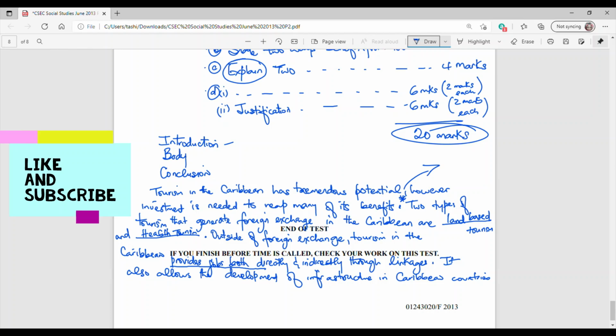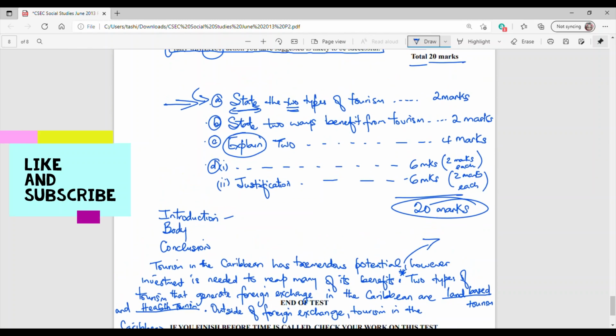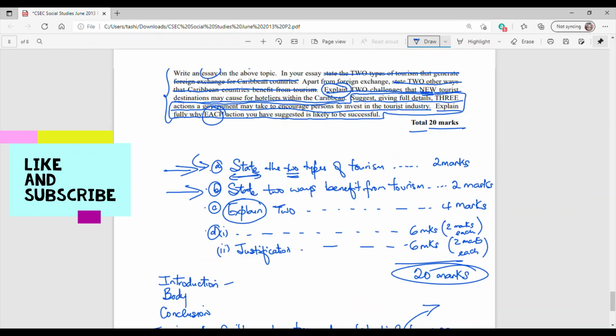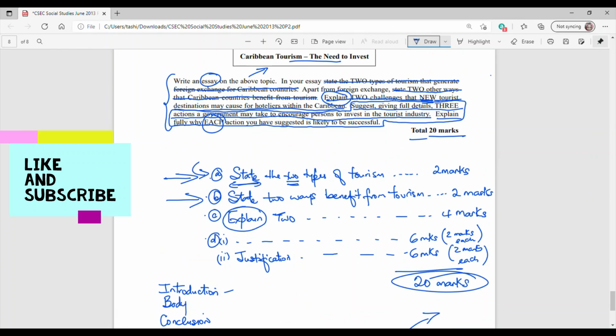Provides jobs both directly and indirectly through linkages. It also allows the development of infrastructure in Caribbean countries. So far, we would have done letter A and we would have done letter B. So the next thing that they ask you for would have been letter C, which is to explain 2 challenges that new tourist destinations may cause for hoteliers within the Caribbean.